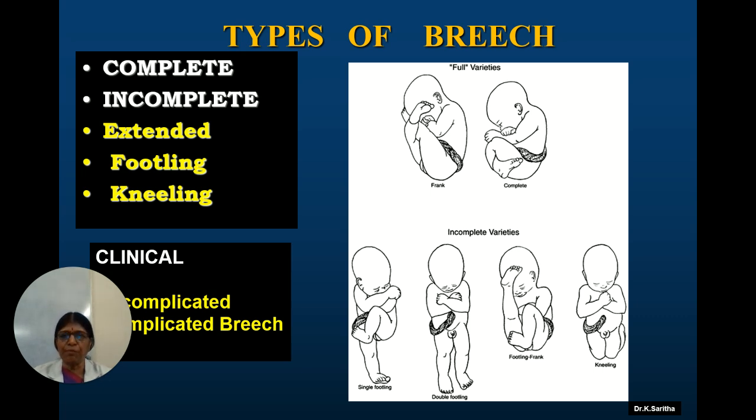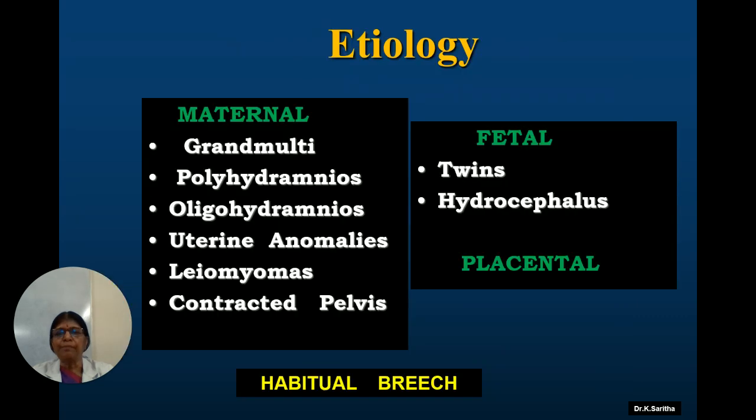Apart from these types of breech, you also have the complicated breech and the uncomplicated breech. Complicated breech is one wherein along with the breech the mother has some other complication like diabetes or hypertension. Whereas an uncomplicated breech is one wherein the mother doesn't have any other complication except for the breech.